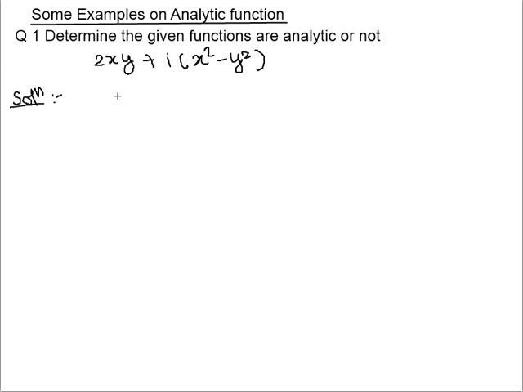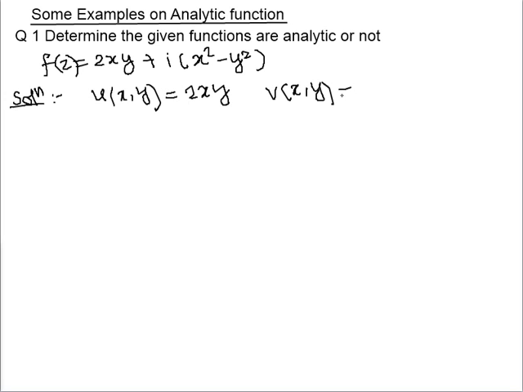For the CR equations, step 1, first we have to find our u and v. If this is our f(z), then u of x, y is the real variable part, so that is 2xy. Second, v of x, y is the part with iota. So here v of x, y is x square minus y square.